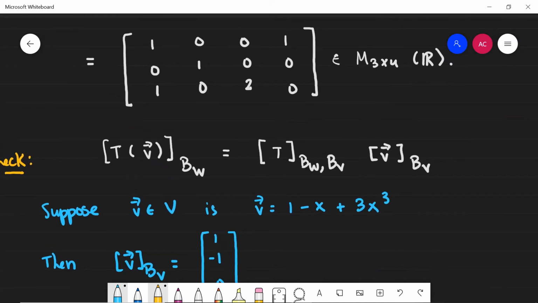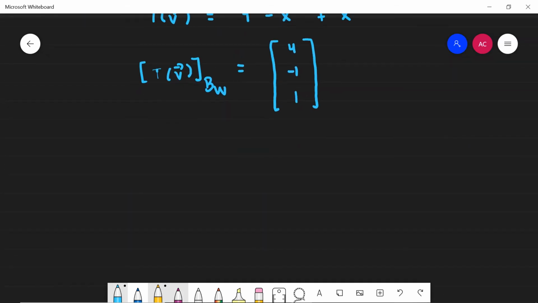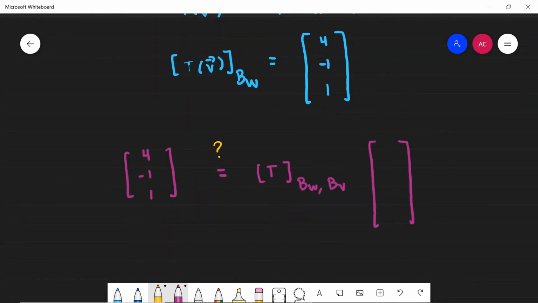Now here's my matrix. Let me go ahead and write down the matrix now. So here's our actual check. This vector, 4, negative 1, 1, I'm conjecturing, so we don't know this is true yet. Let's put a little question mark here. I'm conjecturing that this is equal to the matrix representation multiplied by the vector v. The vector v was 1, negative 1, 0, 3. So that's what I'm trying to check here.